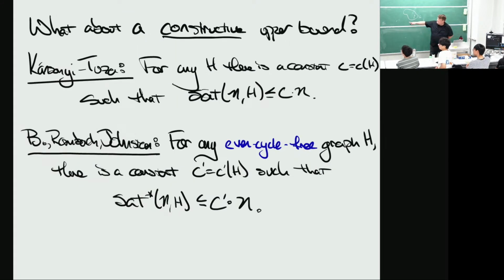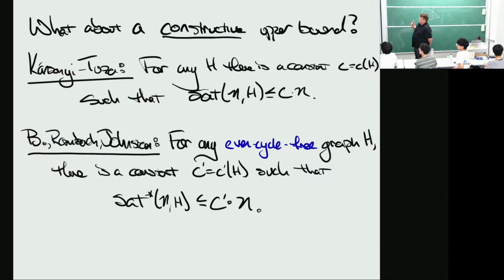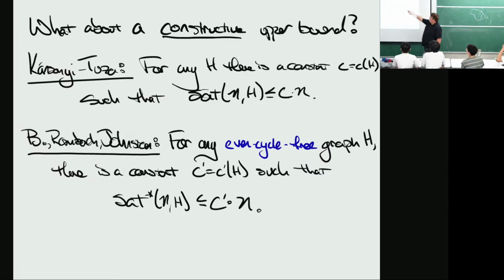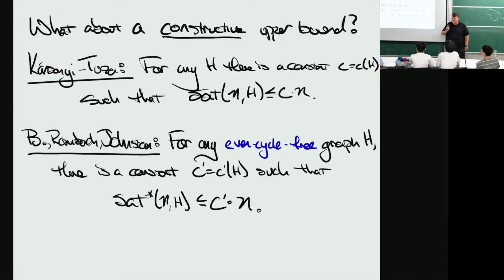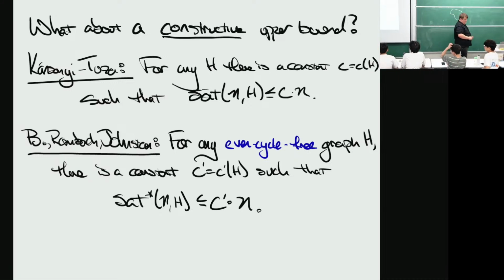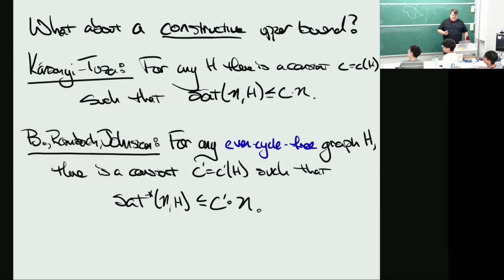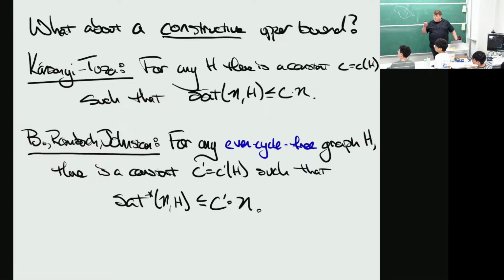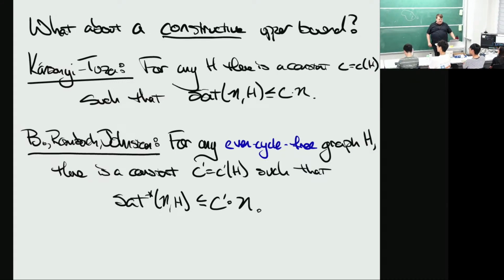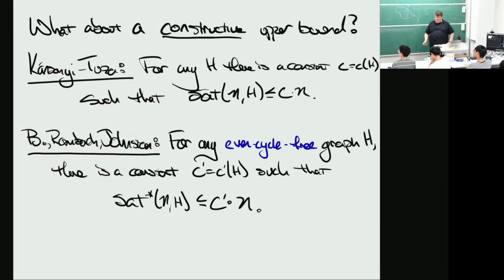Okay. So this is a weak version of that theorem. It says that it's not true for every graph, but I'm going to specify that it must be even cycle free. So this was the first thing that we proved in the first paper about rainbow saturation. It says for any even cycle free graph, there's a constant so that the saturation number is at most that constant times n. And I'll show you this proof as well, even though it's strictly weaker than the last theorem.